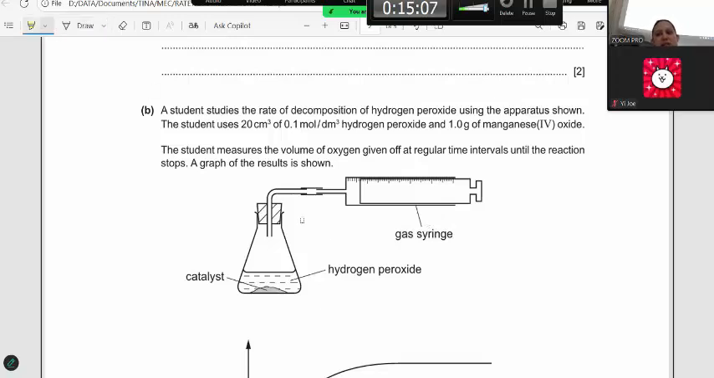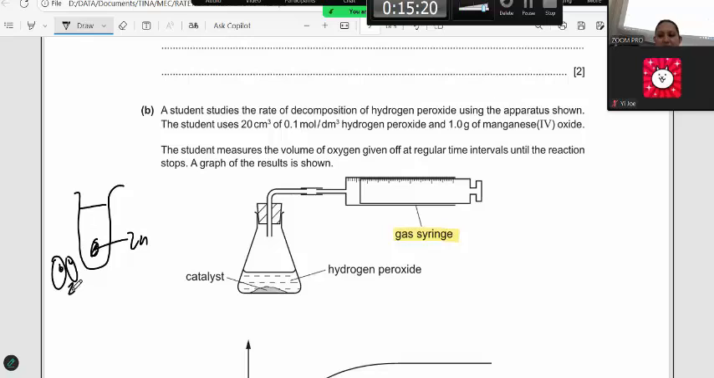Okay, this apparatus, this name, gas syringe, must remember. A lot of times you will see an experiment where they say, what I do is I just put the zinc and I open my eyes and I see. Okay, can. But the problem is it's not accurate.